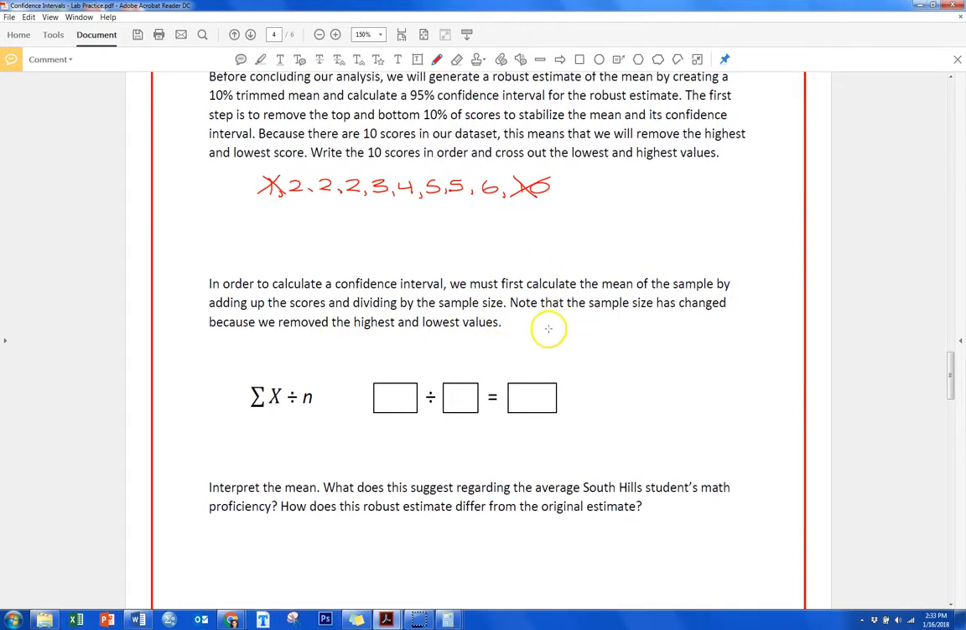In order to calculate a confidence interval, we must first calculate the mean of the sample by adding the scores and dividing by the sample size. And you may say, wait a minute, we already calculated the mean. It's 4, right? But things have changed. We've gotten rid of the lowest score and the highest score. We know that 10 had a lot of influence. So let's see how that affects the mean.